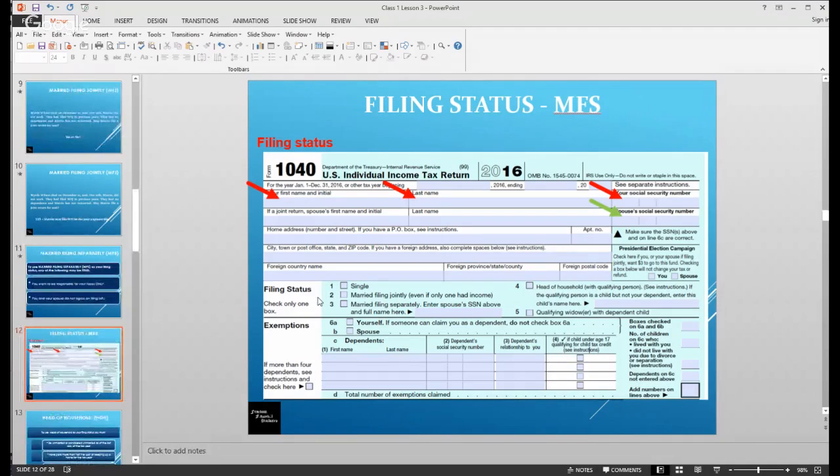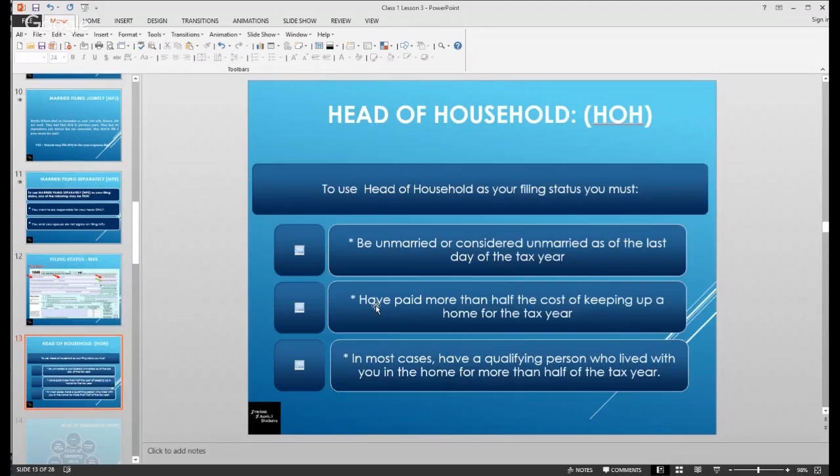In order to file married filing separately, the way you fill out your 1040 is, the red indicates the lines that have your information, and then the green, you would indicate only your spouse's social security number. You would not put your spouse's name on the return, just their social security number. And then you would indicate down in the filing section, you would check box 3 for married filing separately.